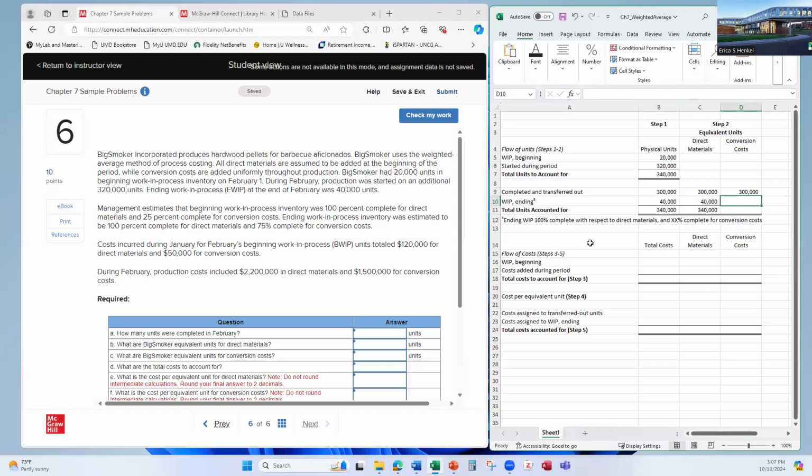Okay. But the WIP, we will only have units to account for here based on what percentage they are complete. So looking here, the beginning work in process inventory was 100% complete for direct materials, 25% complete for conversion costs. Because this is the weighted average method, we don't really care about that right now. But during February, production was started on an additional 320,000. Let's see, sorry. Where am I looking at? I started reading and I looked away.